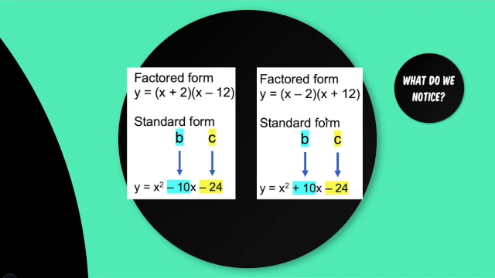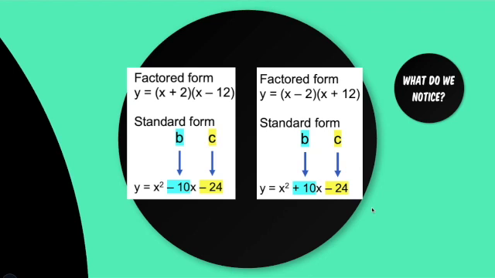But what would have happened if the 2 was negative and the 12 was positive? After double distributing, our standard form equation would be y equals x squared plus 10x minus 24. This time our b term is positive and our c term is negative. You are going to be double distributing factored form equations with opposite signs.